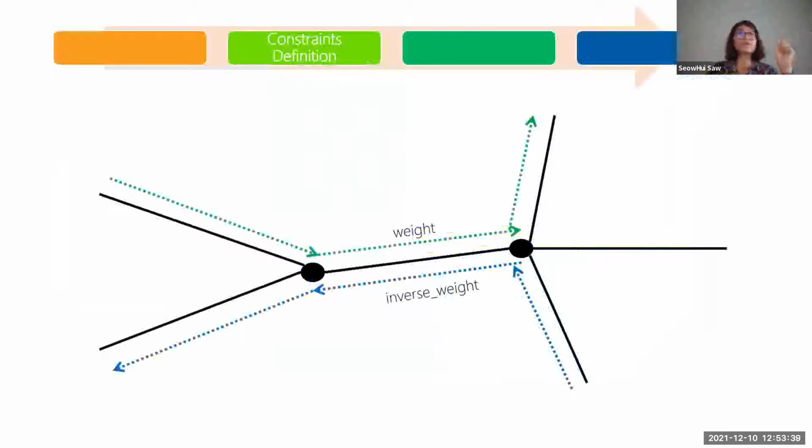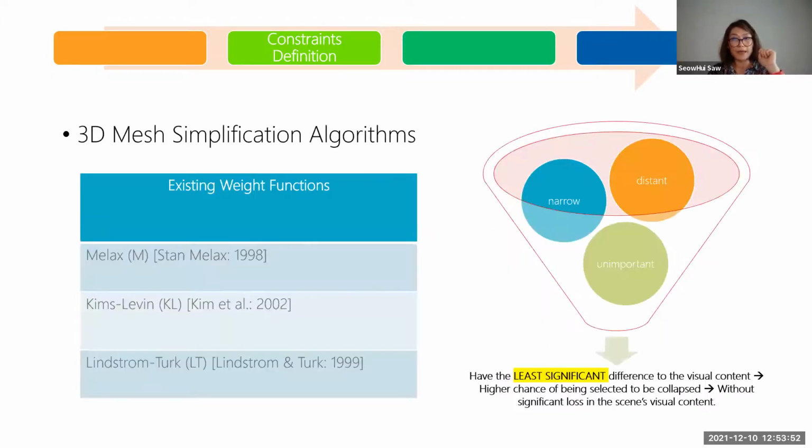Then followed by the constraint definition, where I use the wave function and assign it on each edge of the 3D meshes, like this in the diagram. Now we are utilizing the benefits of wave functions in 3D mesh simplification algorithms, which is a process of reducing the number of faces used in a surface mesh while keeping the overall shape, volume, and boundaries preserved as much as possible.